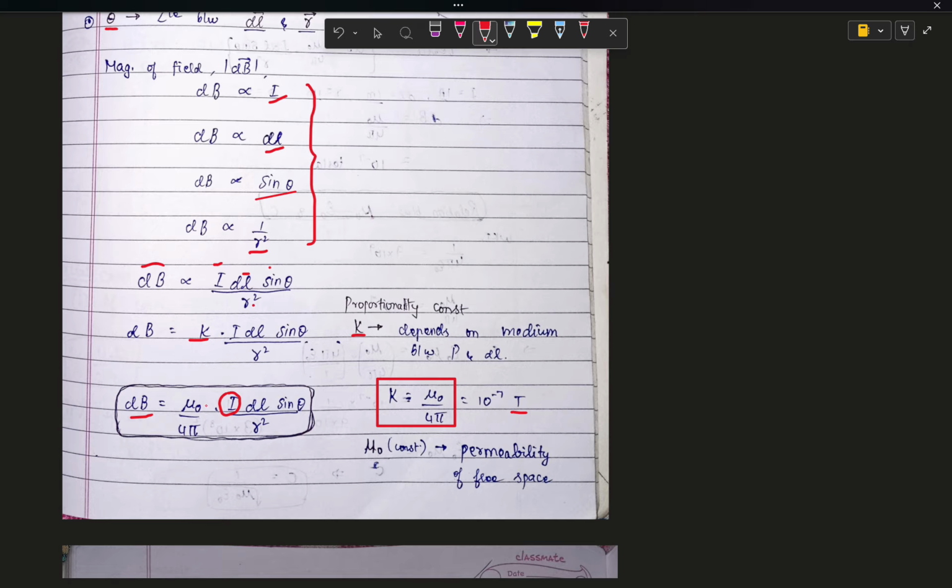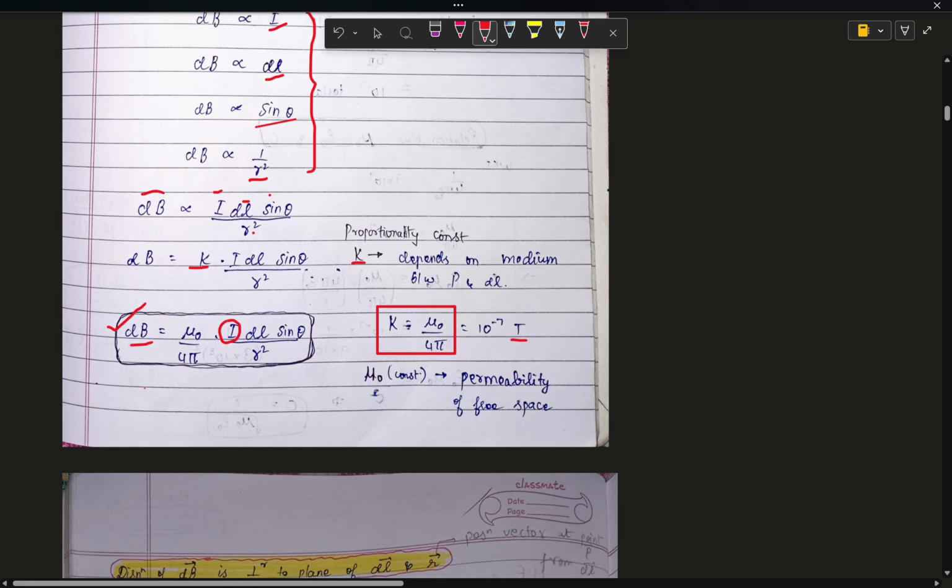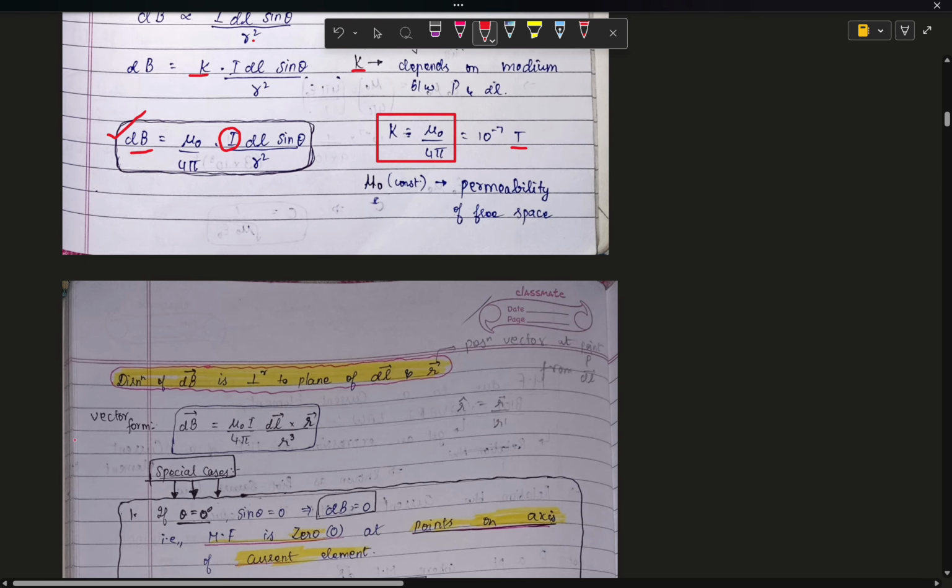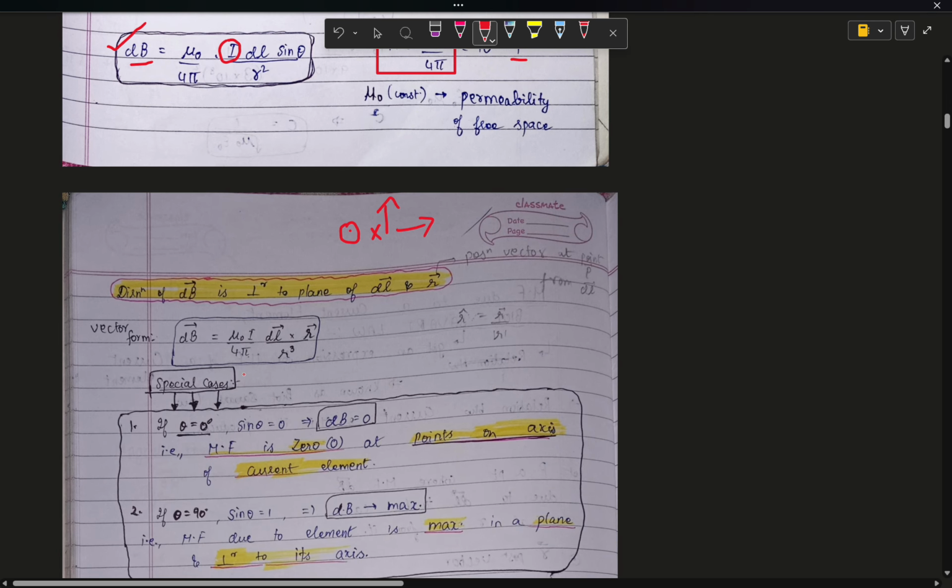You might have seen this in the first chapter, electrostatics. So this formula is very important, used in many numericals directly. Next, direction. The direction of dB is perpendicular to the plane of dl and r, because they are mutually perpendicular in the plane. dl is in this direction, r is in this direction, and dB is coming out of or going into the paper. That is because the cross product gives us the sine.